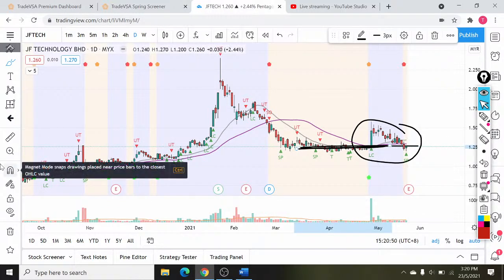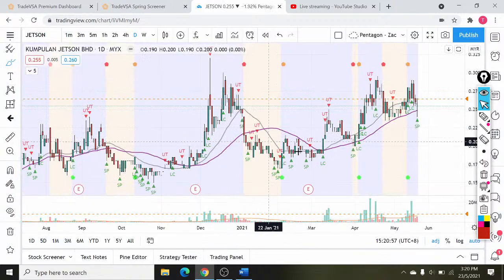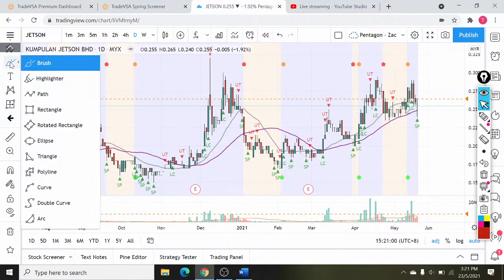Jackson will form a cup and handle. Let's go back to Jackson again. I think yes, it's like a cup and handle.